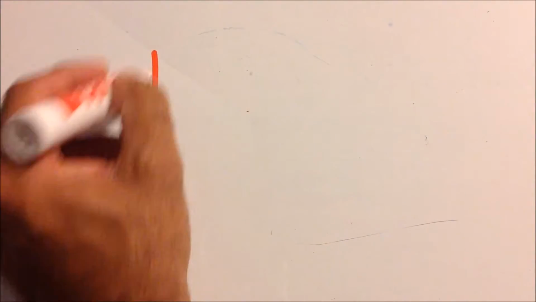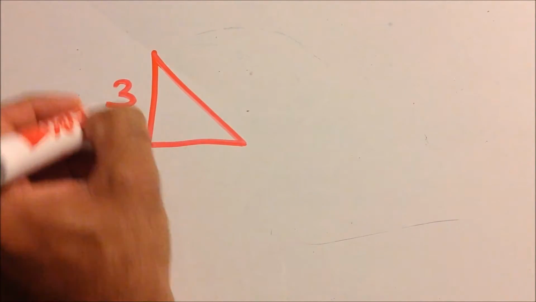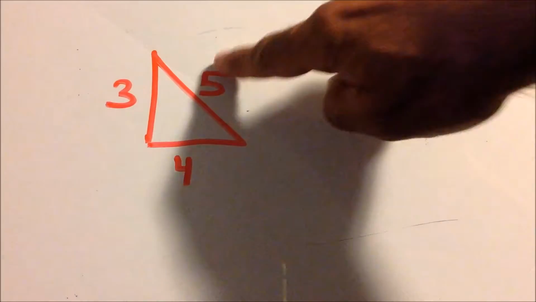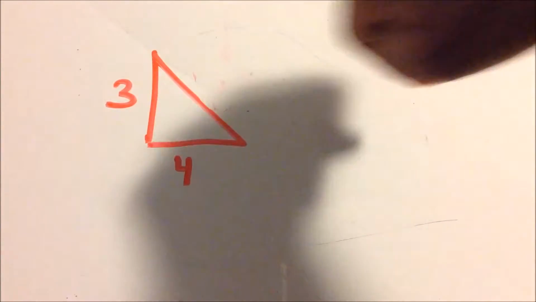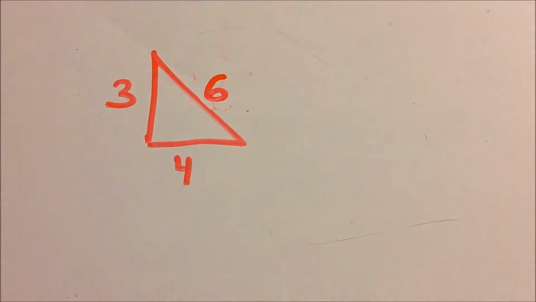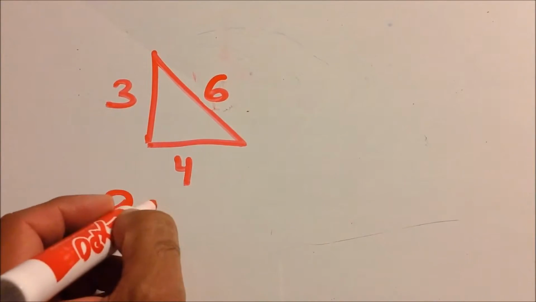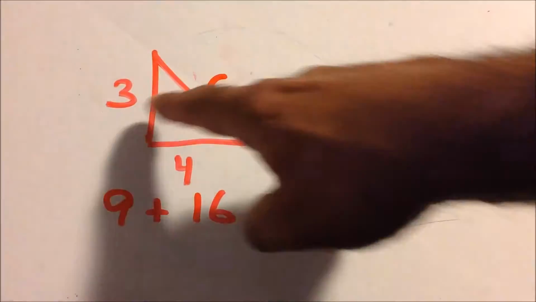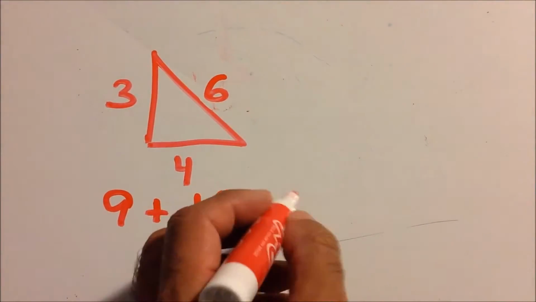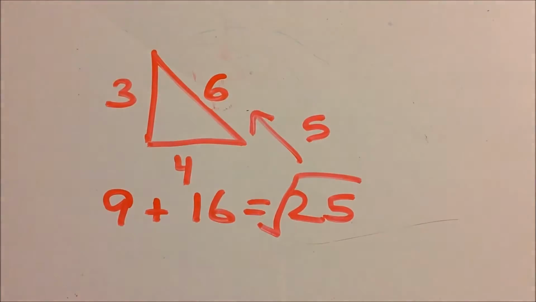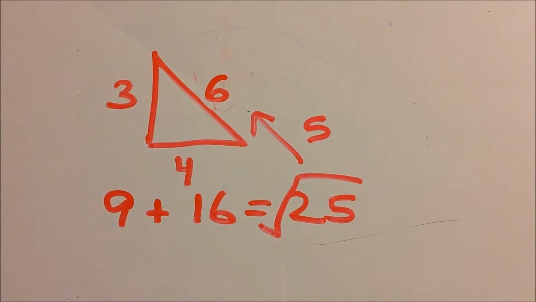And we also talked about this in previous videos. If I had a right triangle, and that was 3 and that was 4, we know it's 5, the basic 3, 4, 5. If this length somehow was 6, we know that's not a right triangle. The converse will tell us, because 3 squared plus 4 squared, 9 plus 16, equals 25. And the square root of 25 is not 6, it's 5. So that's basically what the converse is saying.